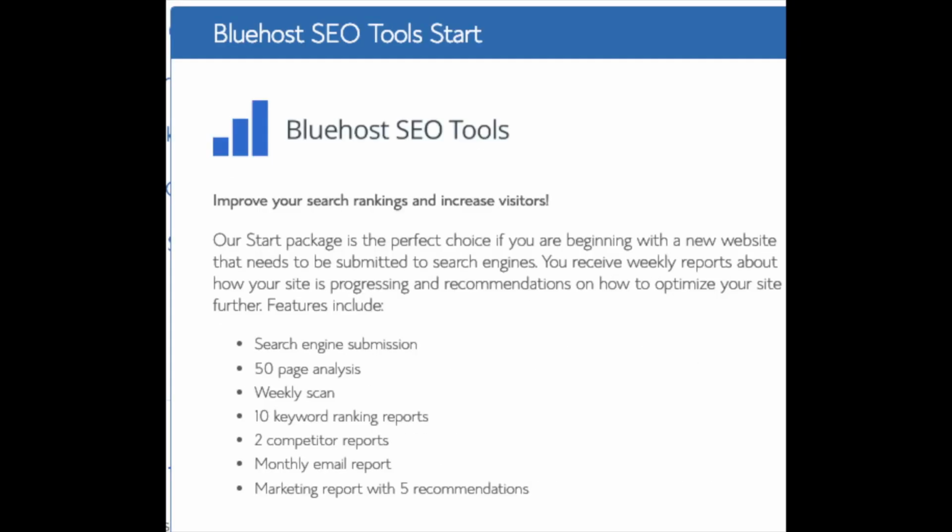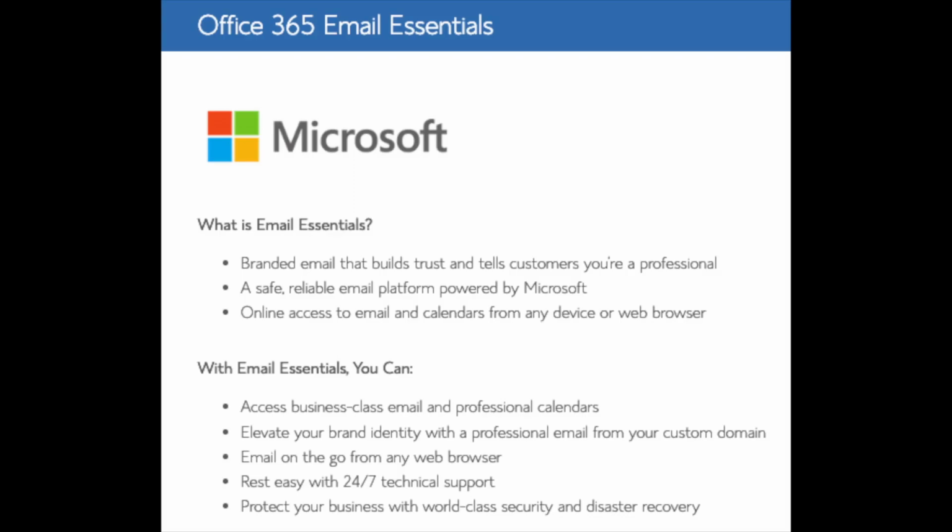SEO Tool Start you can keep unselected. This add-on will submit your site to search engines and provide a report on your site ranking and keyword rankings. Submitting your site to search engines you can do for free. This isn't necessary to have. Office 365 Email Essentials is the email software Microsoft Outlook that is commonly included with Microsoft Office. If you like to have your email powered by this Microsoft add-on, feel free to keep this selected. This isn't necessary to have.